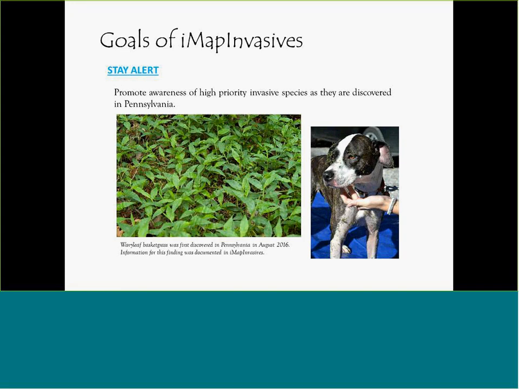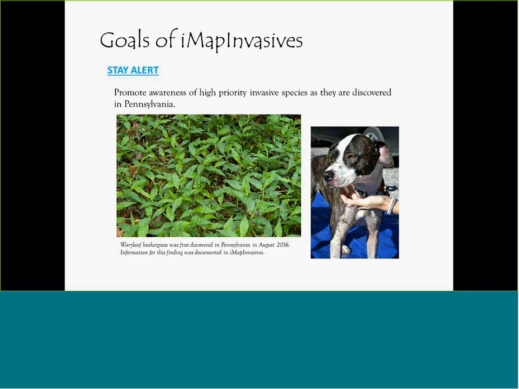An example of a high priority species here in Pennsylvania is pictured here. It's called wavy leaf basket grass. It's been known from Maryland for some time now, but just last year in the fall, it was found in Pennsylvania for the very first time. The information for that finding was logged into iMapInvasives, and from here on out, that information is available to anyone who might be interested in learning the distribution of the species so far in our state, since it is very new and it is unfortunately spreading.